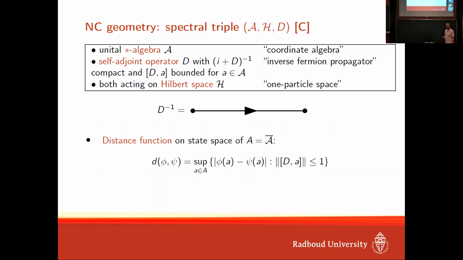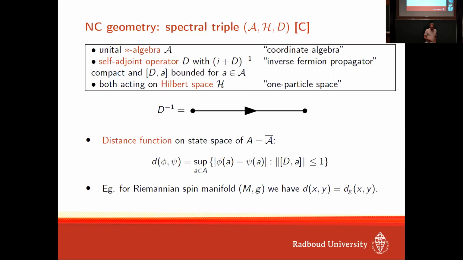And D is of course typically unbounded. In the specific case of a manifold, a spin manifold, where you have a Dirac operator, then you find that this distance that you compute via such a sketch, if you work out the fields for this, you get back the Riemannian metric distance function between two points x and y from this formula. And then the x and y are, of course, the pure states corresponding to evaluation in these points. So this is somehow the way to approach geometry.